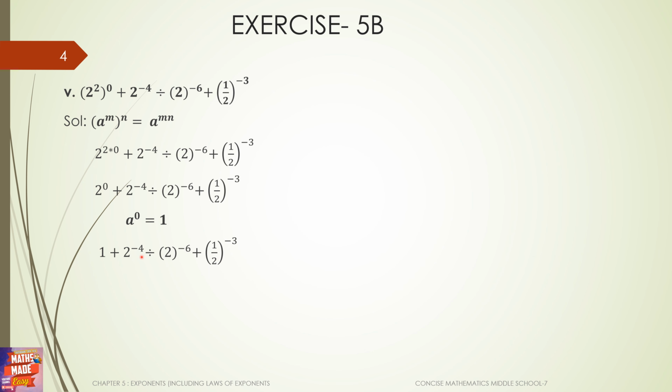Now our next step is to change this power into positive. You have to change these powers into positive. We know the formula a to the power of minus m, right? All three are in the same form, a to the power of minus m. So a to the power of minus m is equal to 1 by a to the power of m. Now we have to change all these three terms into 1 by a to the power of m: 1 plus 1 by 2 to the power of 4 divided by 1 by 2 to the power of 6.